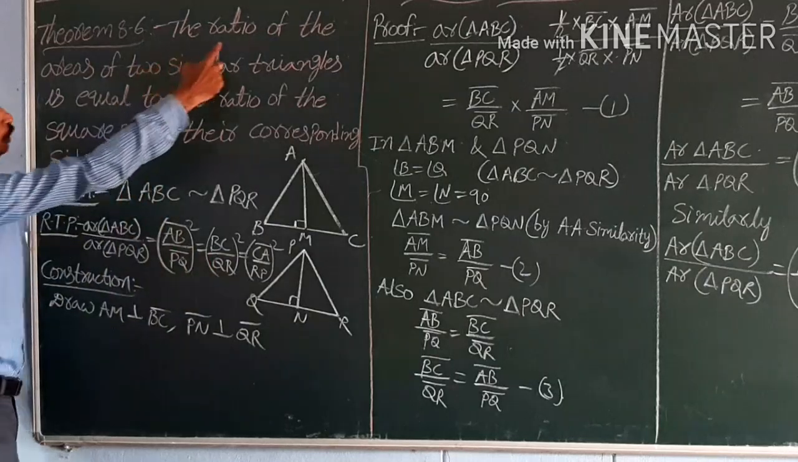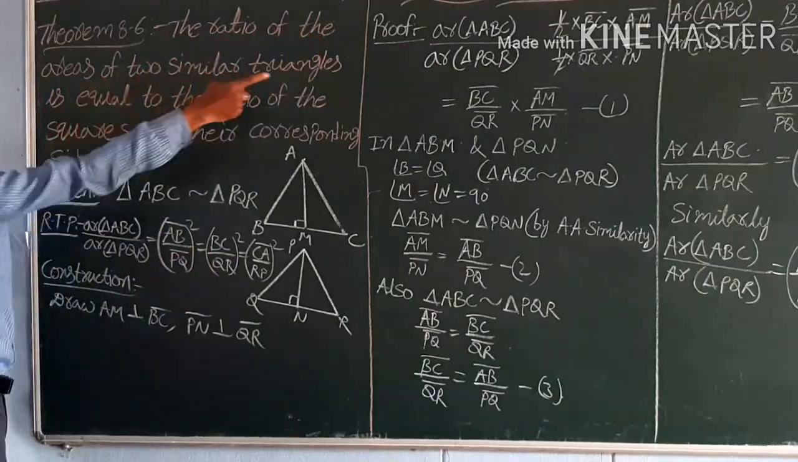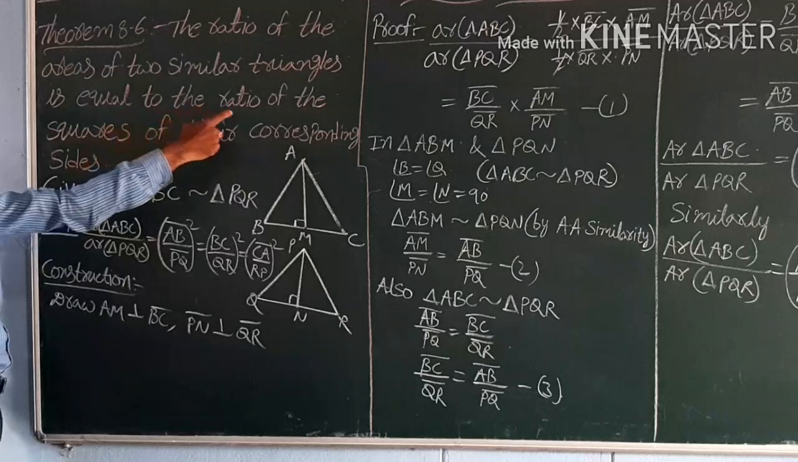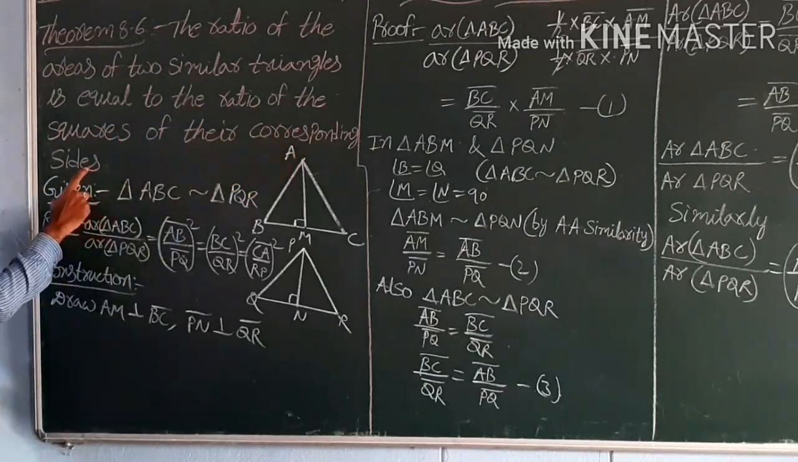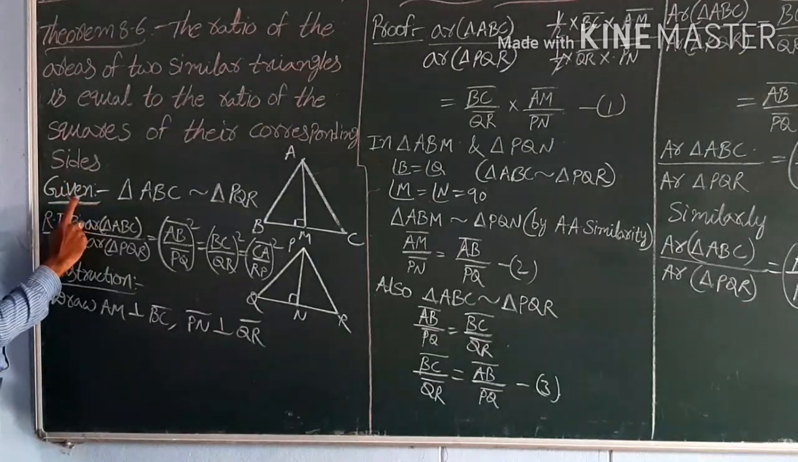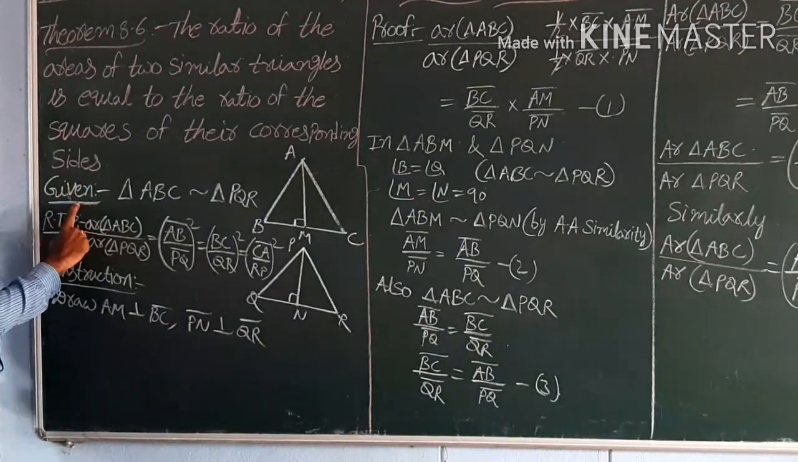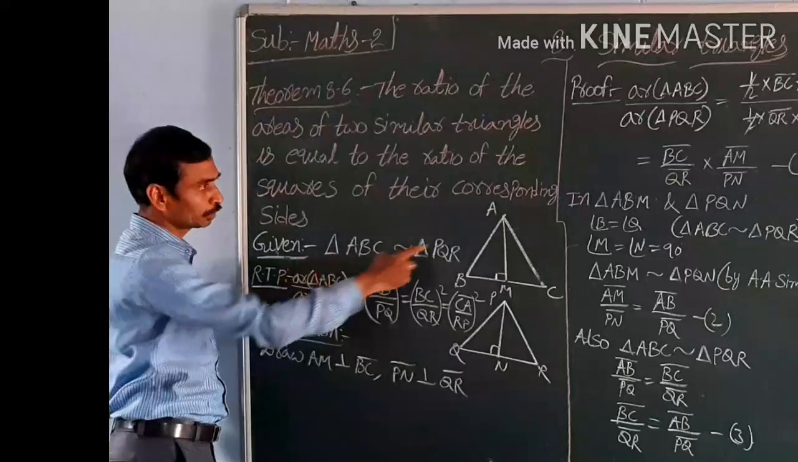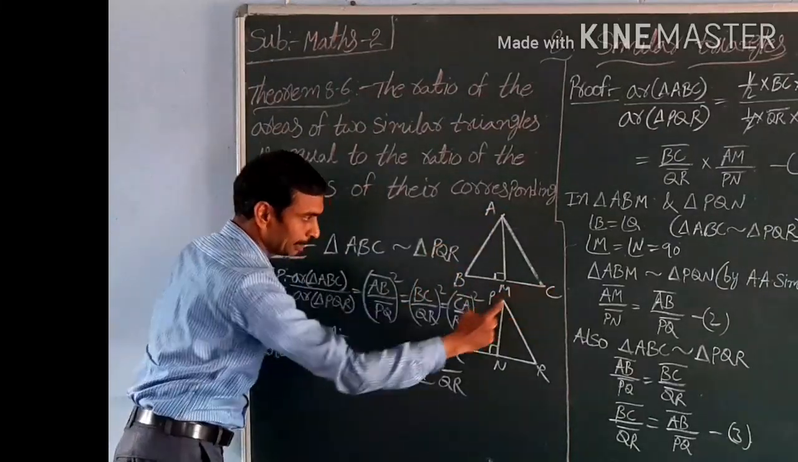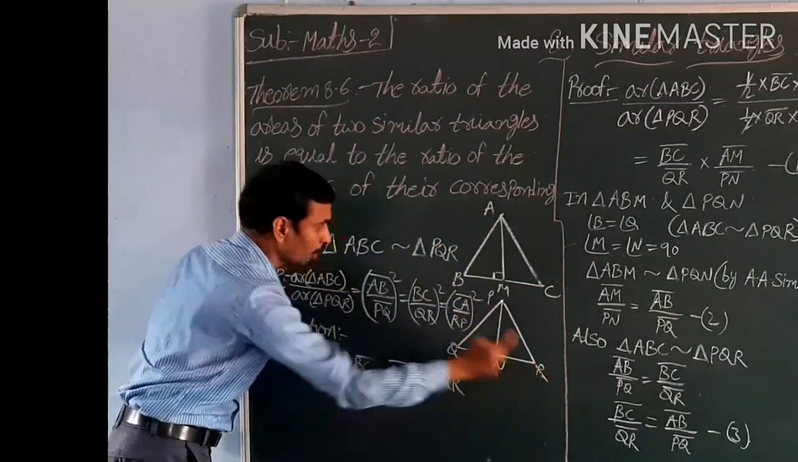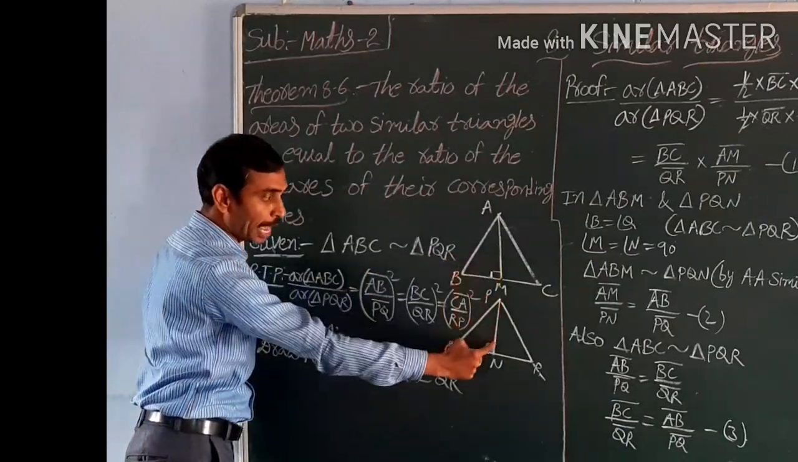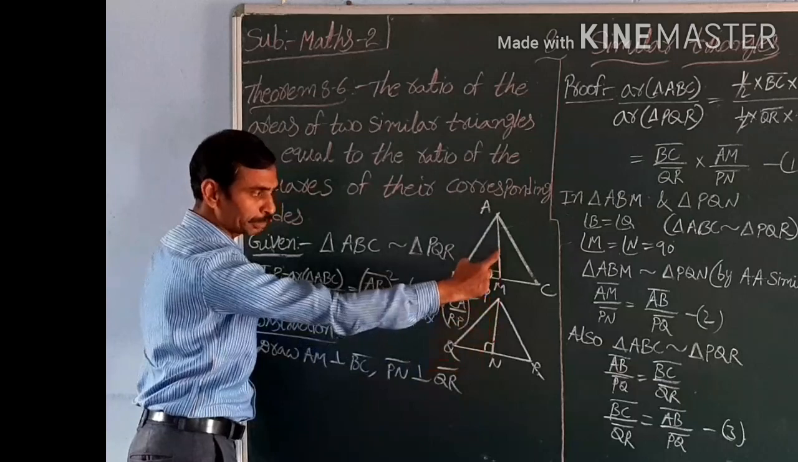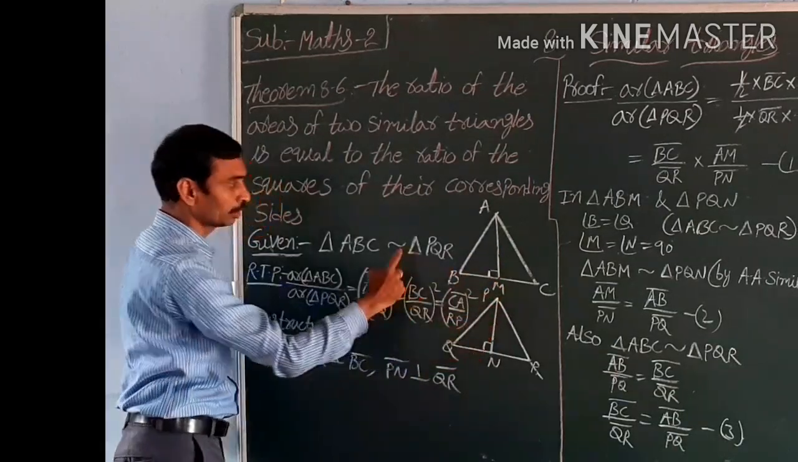First, the ratio of the areas of two similar triangles is equal to the ratio of the squares of their corresponding sides. We want to prove this. What is given? Here, the given we call the hypothesis. First, triangle ABC is similar to triangle PQR. What is the meaning of similar? Two triangles have the same shape and different size. Same shape and different size is called similar.